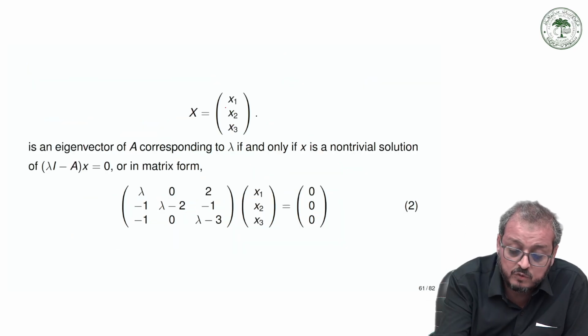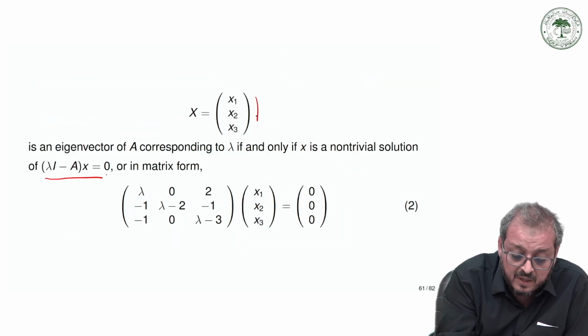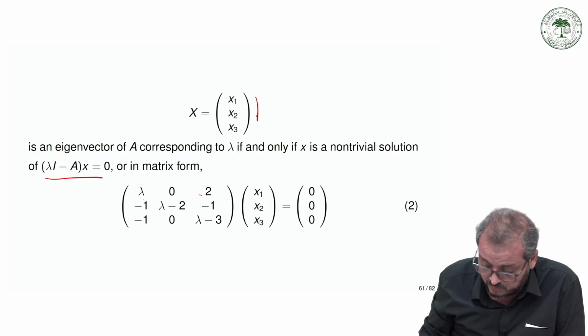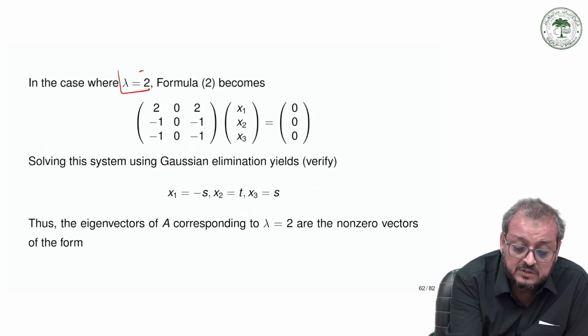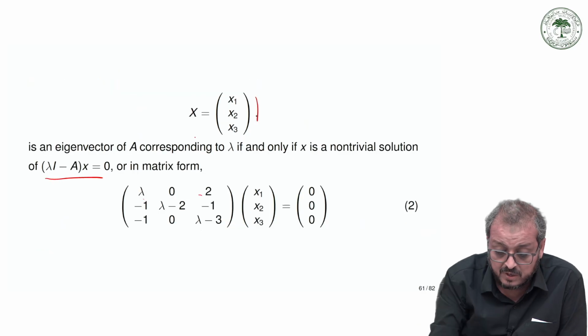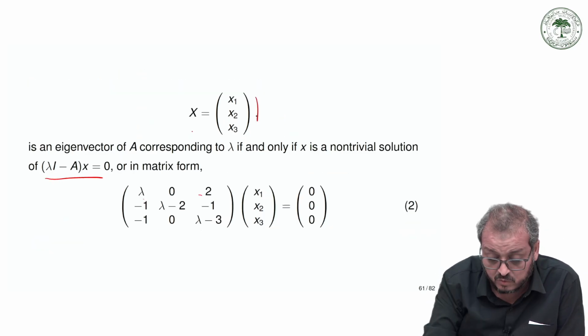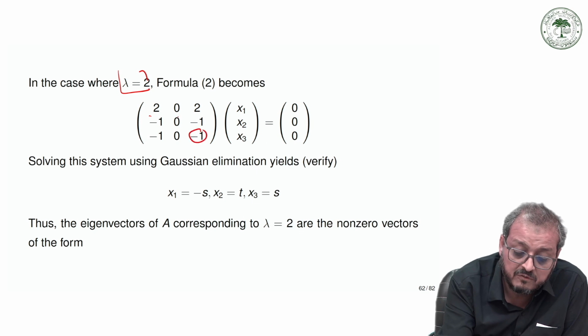First, corresponding to x is equal to this, we have a matrix in this form. So we write it into this form, substituting lambda is equal to 2 first. So we have 2, and then lambda minus 2, 0, lambda minus 3 is equal to 1. So this is equal to, sorry, minus 1. So this is the value for this.